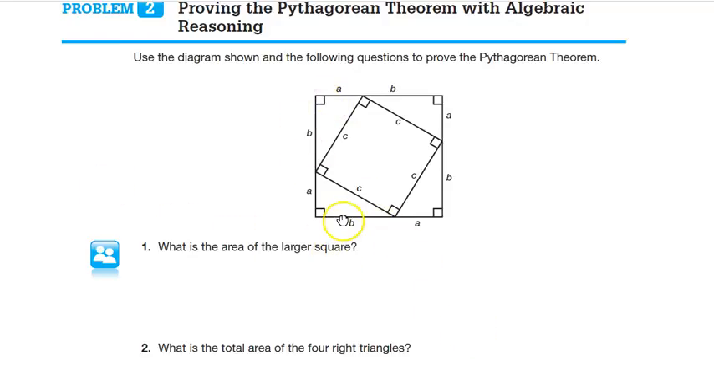So the area of the larger square is B plus A times B plus A, or you can go the other way, A plus B times A plus B. And don't forget you have to FOIL that. So you're going to end up with something like A squared plus 2AB plus B squared.